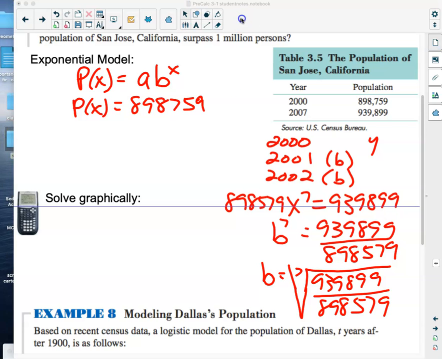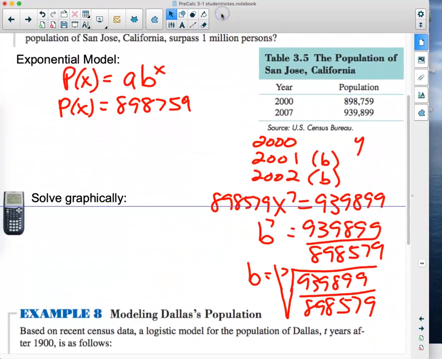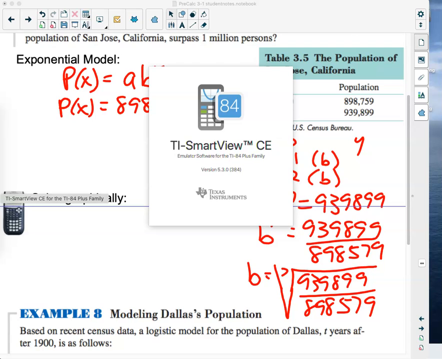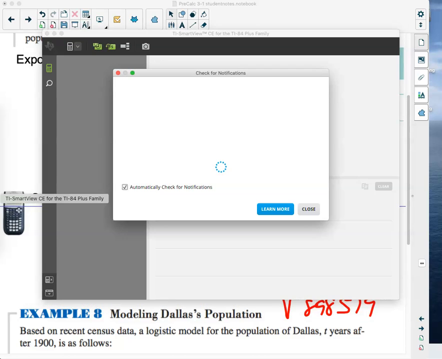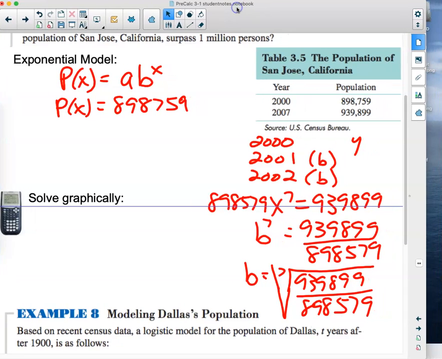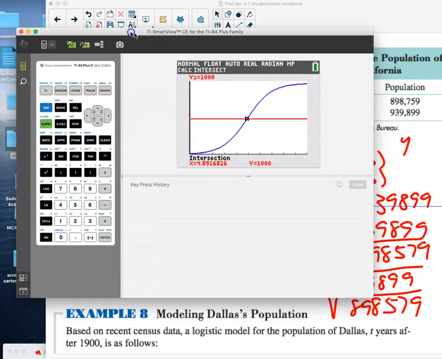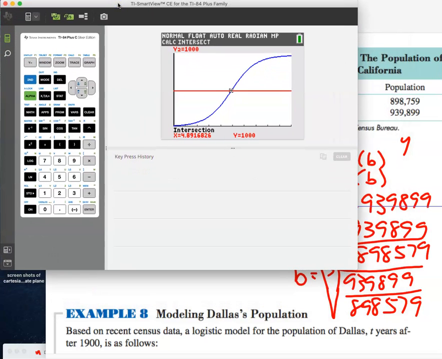Uh-oh. And my calculator decided to close. When I was moving it over, I must have accidentally hit a little red button on the calculator. There we go. So if I want 7th root, I have to hit 7 on the main screen.